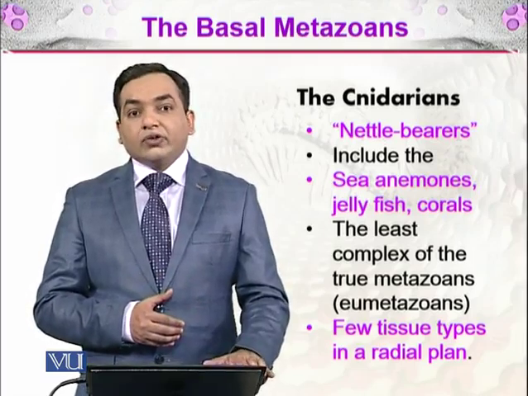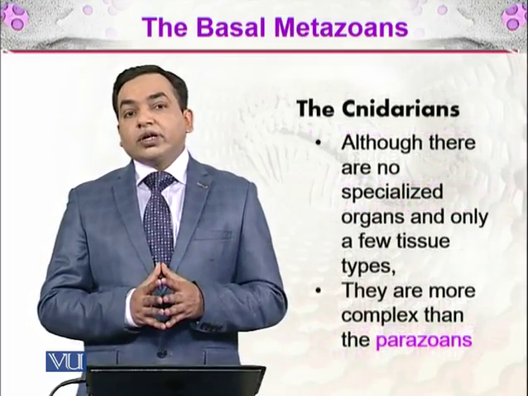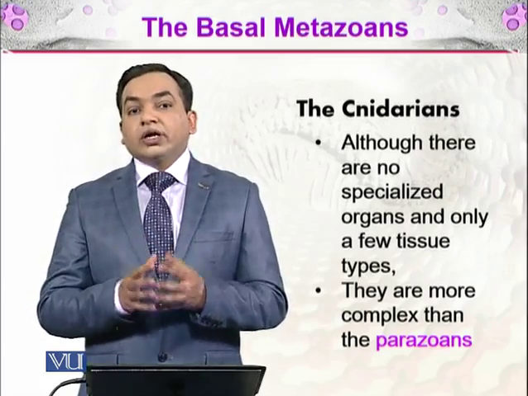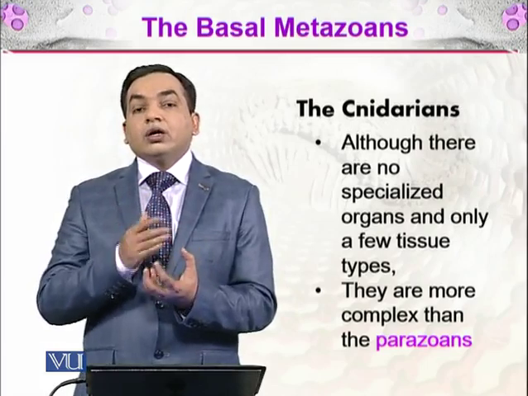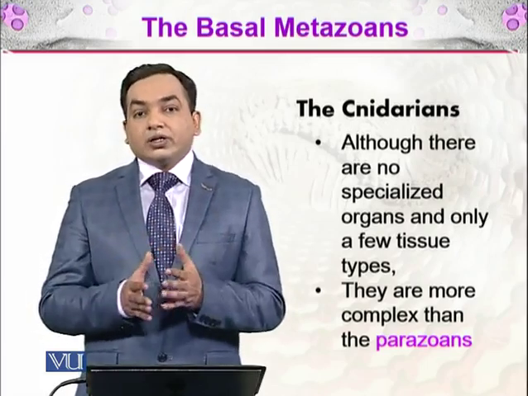And they have a radial plan. We have already discussed the radial plan. What is the radial plan? It is the plan in which you can cut an organism in more than one plane and it still has mirror image cuts on both sides.